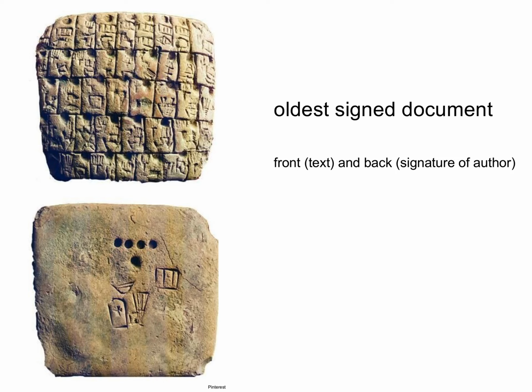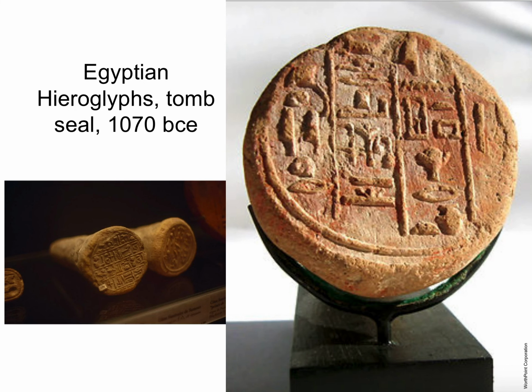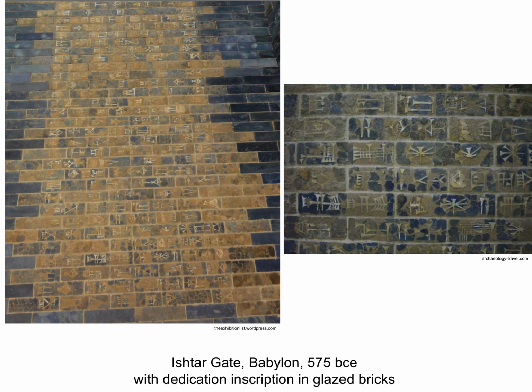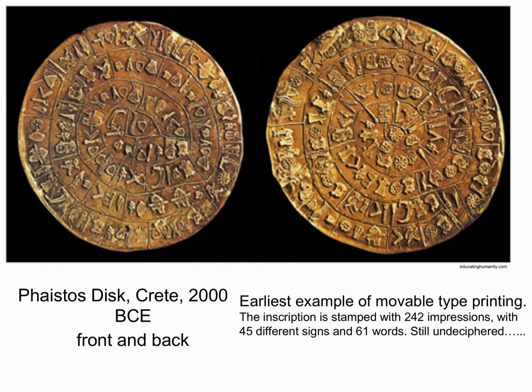The oldest signed document we have is also on such a tablet. This is the front with the text and the back with the signature of the author of that document. From Egypt, we have hieroglyphs on tomb seals. Again, tombs would be sealed with such a seal that would mark the fact that the tomb was preserved for eternity. We've looked at the Ishtar Gate before. This is an example of a dedication inscription in glazed bricks on that wonderful architectural monument.